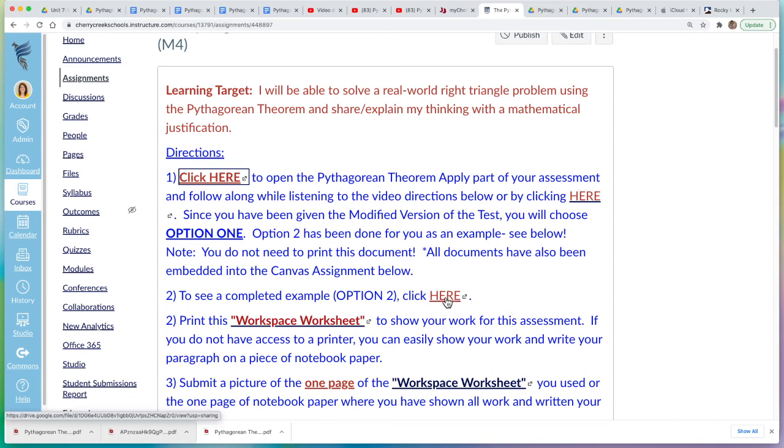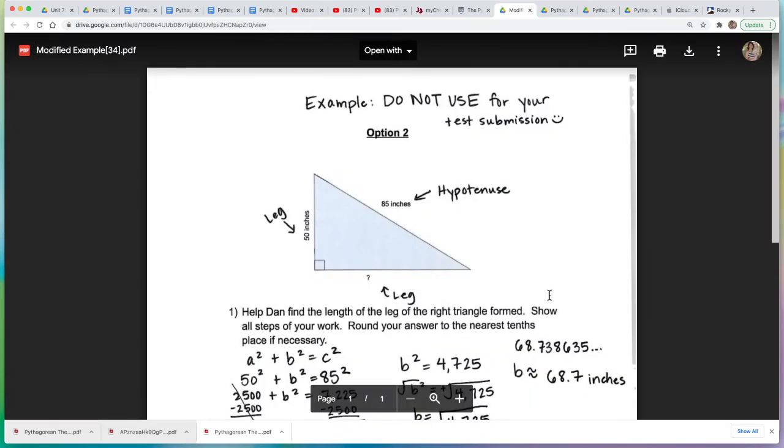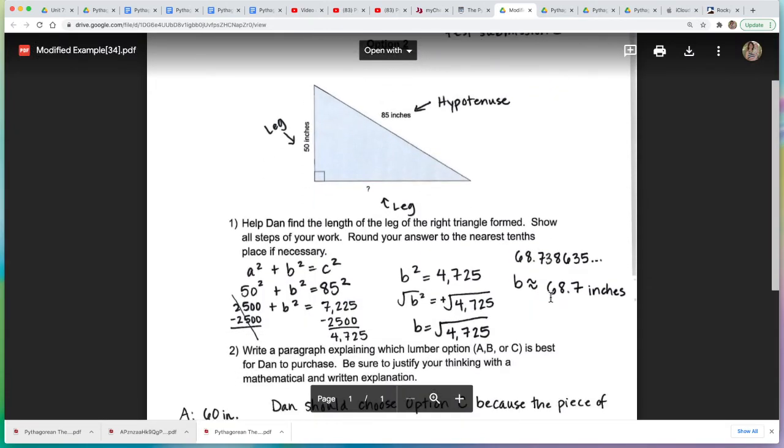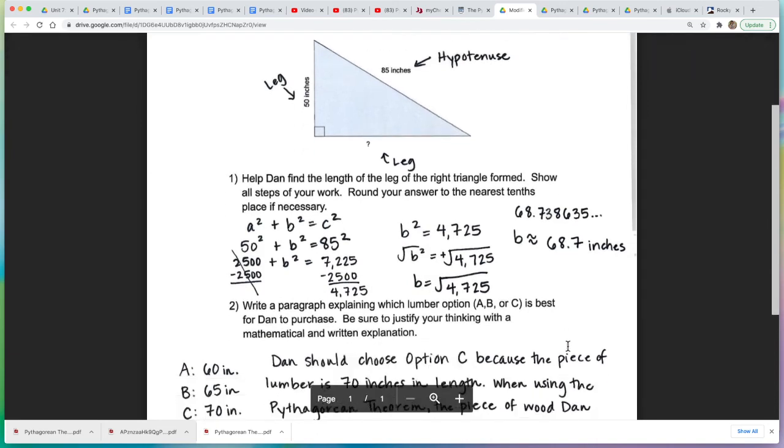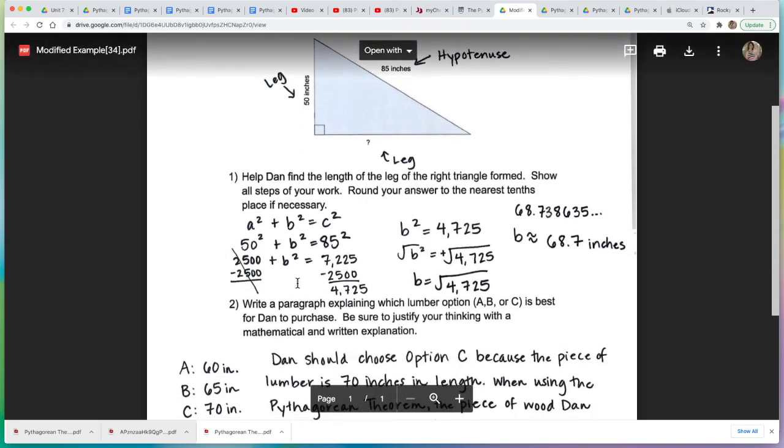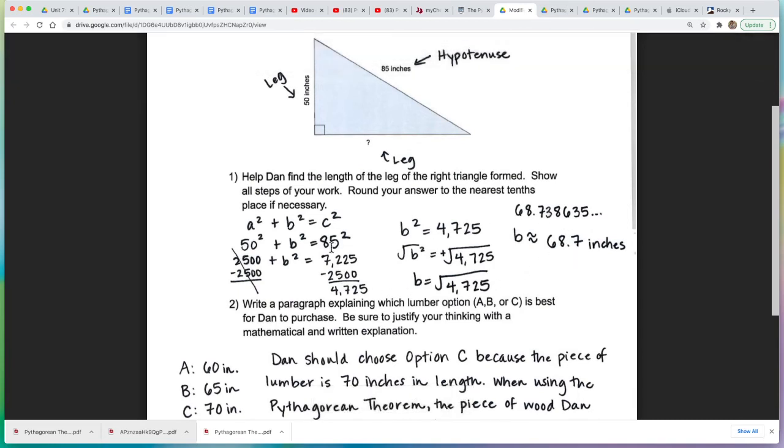So just so you can see what a completed example looks like, you're going to go to this here where it says to see a completed example, click here. And you can see that I have done this for you. So again, don't submit this because this is not the example that you're going to be doing. But you can notice that I've shown all my work using the Pythagorean theorem. I solved for b since I was trying to find the length of a leg. I got my final answer and I rounded it to the nearest tenth of an inch as the directions stated.